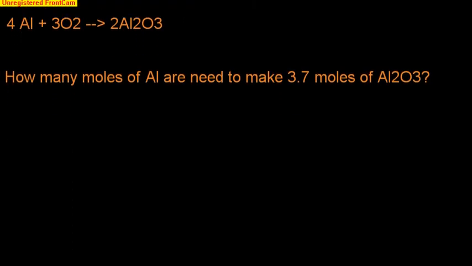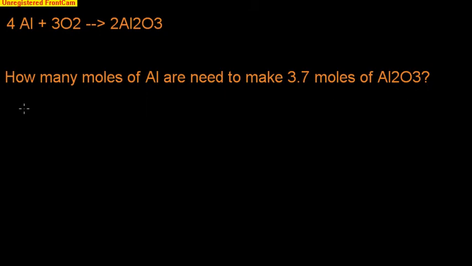So to make some room, here's our balanced equation. We've got 4 moles of aluminum mixed with 3 moles of O2, which is oxygen gas, which will yield 2 moles of aluminum oxide. So our ratio here is 4 to 3 to 2. Here it says, how many moles of Al are needed to make 3.7 moles of aluminum oxide?